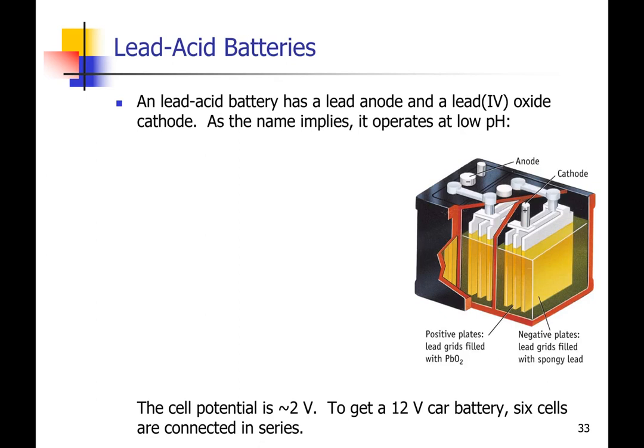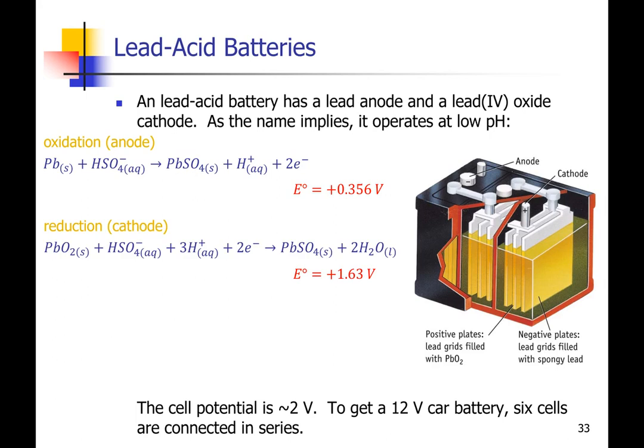Another battery that's been very important to society for the last several decades is the lead acid battery. At the anode of the lead acid battery, we have lead being oxidized by sulfuric acid. Remember, sulfuric acid is a strong acid, so it fully dissociates in water to solvated protons and hydrogen sulfate ions. At the cathode, we have reduction of another lead species, this time lead-4 oxide, again in the presence of the sulfuric acid.